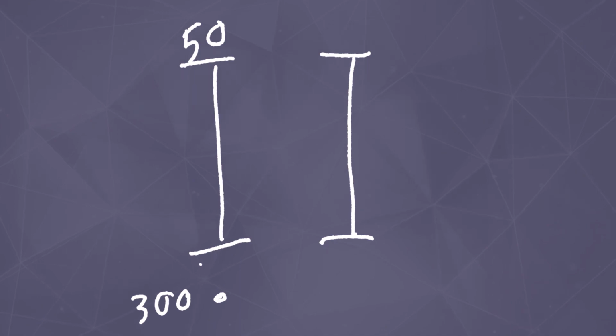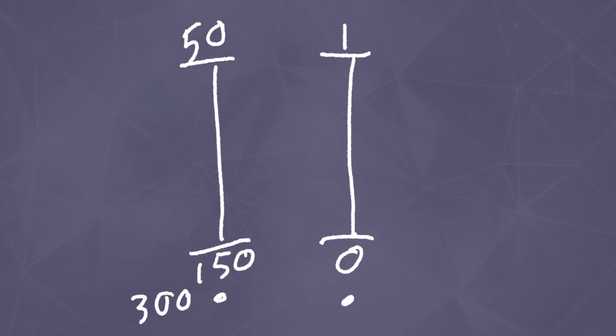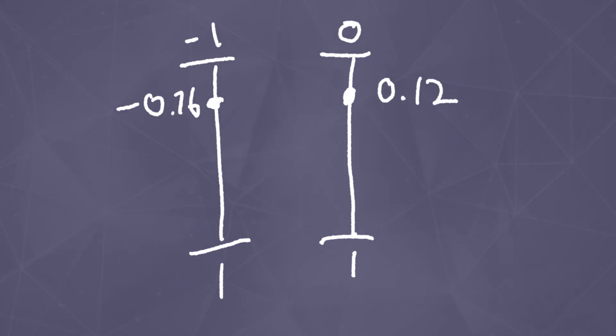And if we use the number 300 in range 50 through 150 and map that number to range 1 through 0, it becomes negative 1.5. And for our last example, if we start with negative 0.76 in range negative 1 through 1 and map that number to range 0 through 1, it will become 0.12. Now let's go back to my 3 examples and actually look at the code.